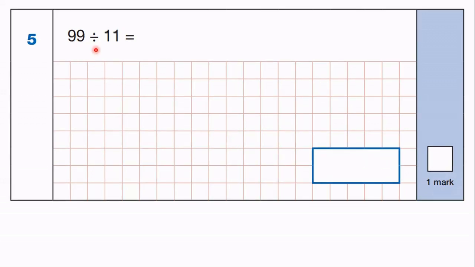Question 5. 99 divided by 11. You should know your times tables up to 12 times 12, so you should know that 9 times 11 is 99, which means our answer is 9.